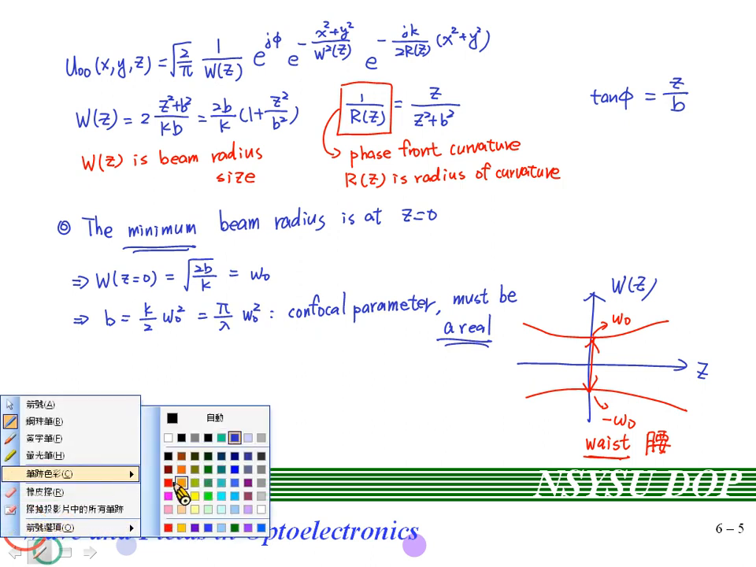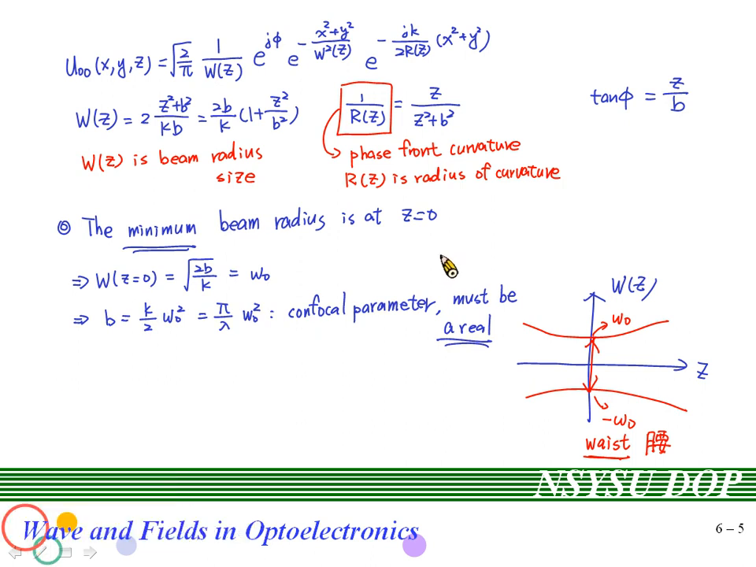The reason that b must be real is because we have defined z0, the location of the singularity, as minus jb. If b is real, then the location of the singularity will appear on the imaginary axis. So if b is not real, we will have a singularity on the real axis. This is physically unreasonable.